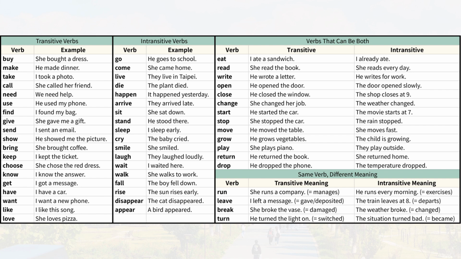Now let's look at verbs that can be both transitive and intransitive. Eat. I ate a sandwich. I already ate. Read. She read the book. She reads every day. Write. He wrote a letter. He writes for work.